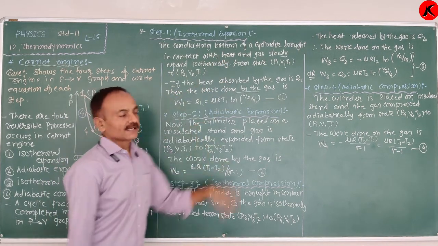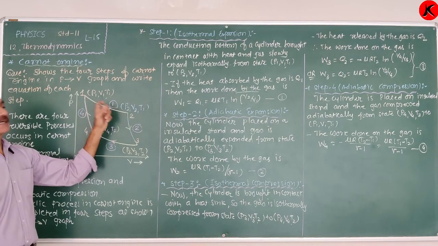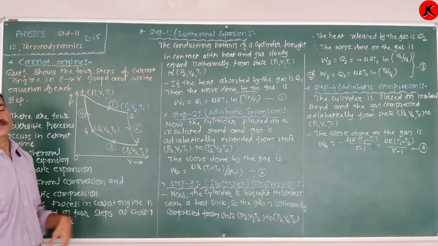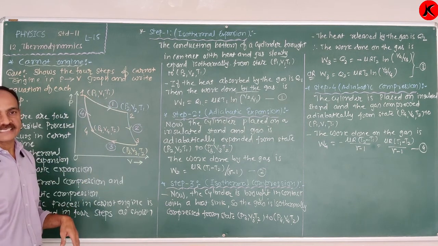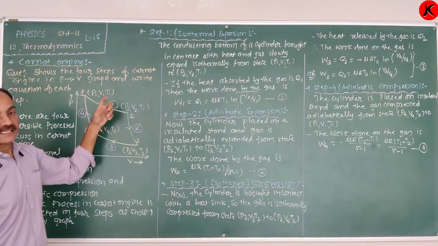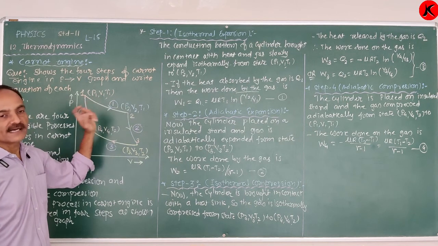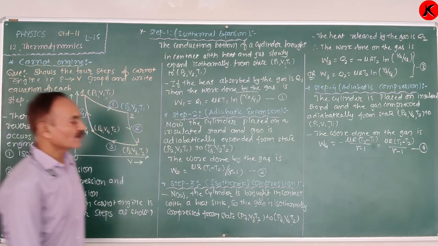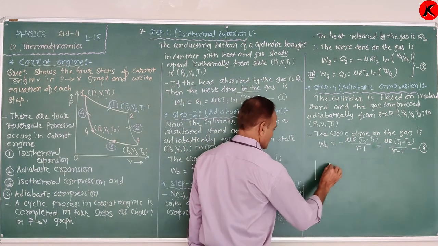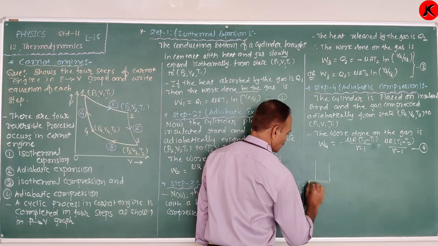Again we repeat it. The first step is the isothermal expansion. How does the isothermal expansion of a gas take place? If the conducting bottom of a cylinder is brought in contact with the heat, that is, the cylinder is placed on a heat source.